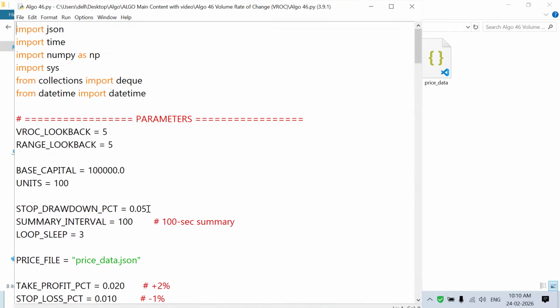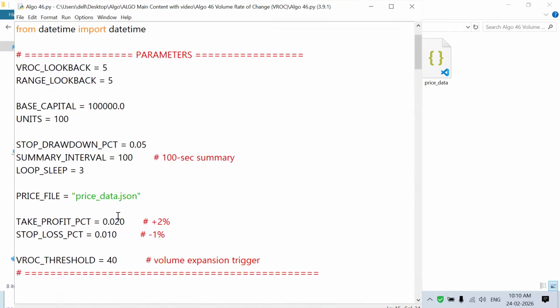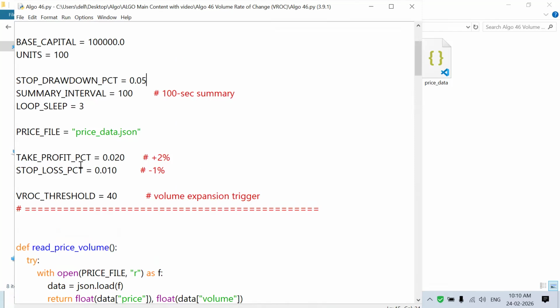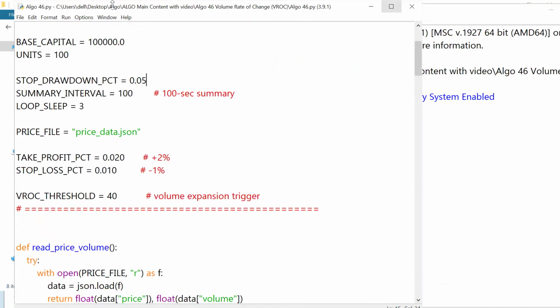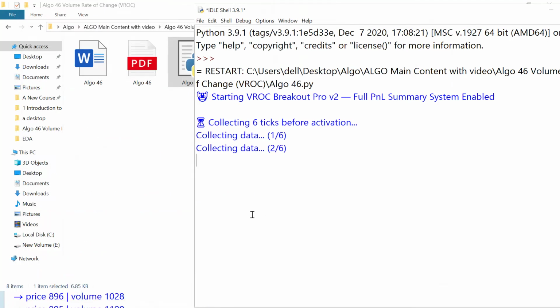The drawdown I have kept only 0.5%. Okay, the loop I have created is of 3 seconds. Stop loss, 5% of drawdown. Stop loss of 1%, take profit of 2%, and 1 lakh capital has been used. So now my algo has been started. Let me adjust all the windows.